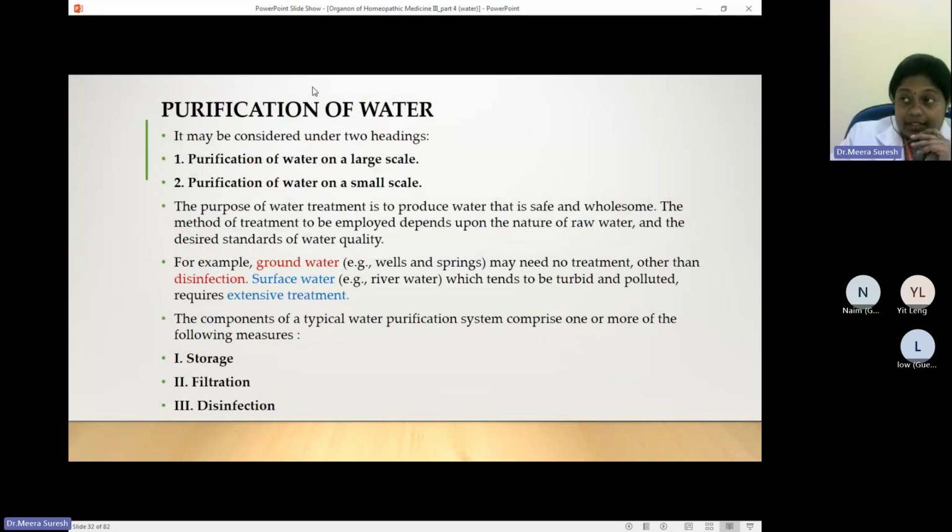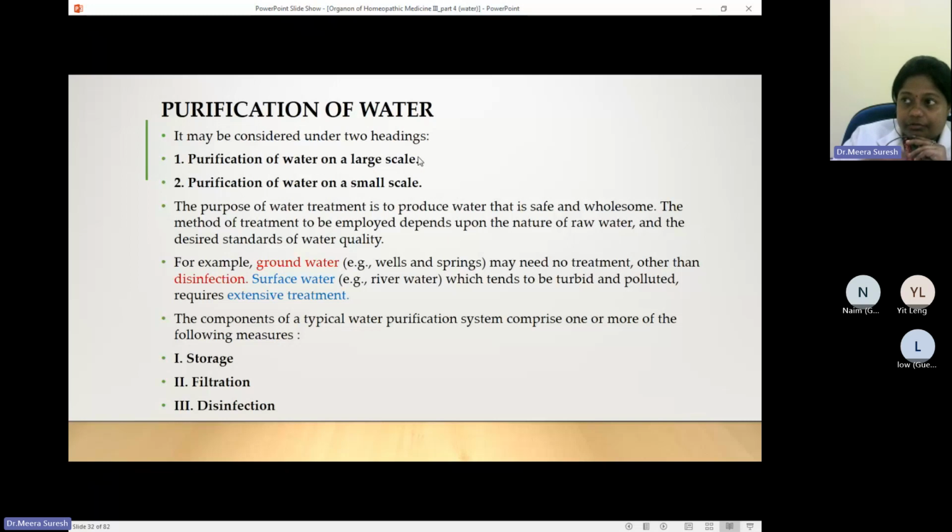So the indicators of pollution, or BOD, may be asked as a short question or an MCQ. Now, purification of water: we have seen the sources and the different uses, and now we are going towards pollution and how to do its purification. It can be considered under two headings: the purification of water done on a large scale, and the purification of water done on a small scale, like at a household level.